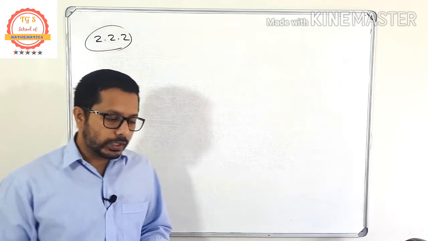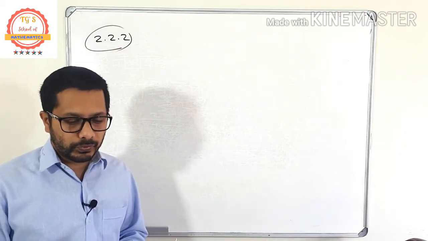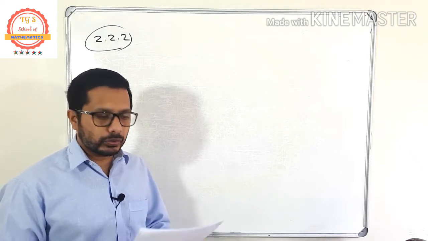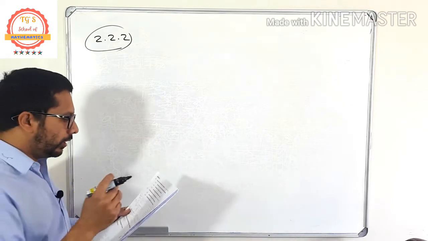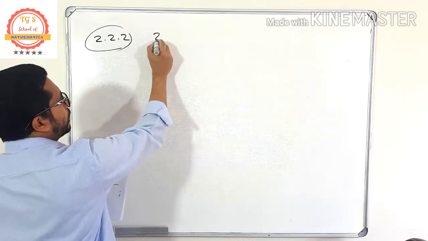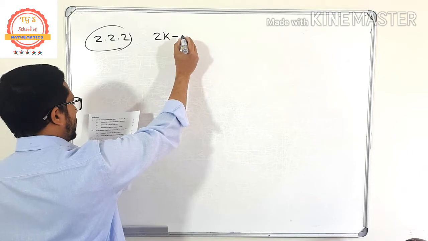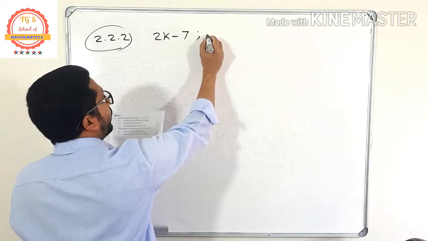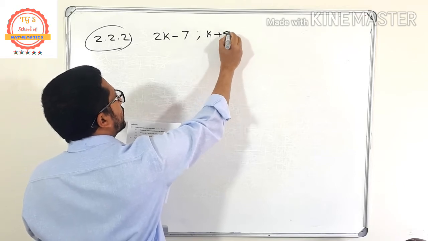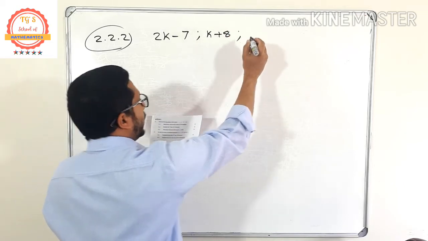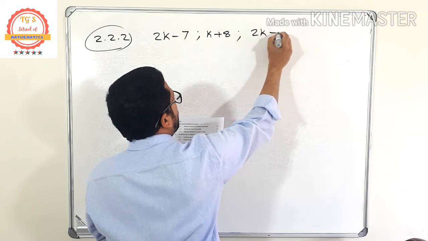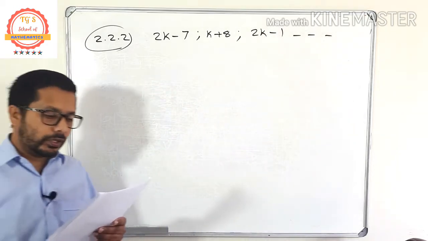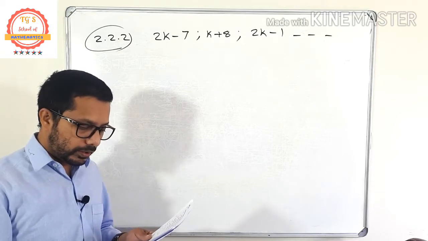What is that question? Calculate the sum of the first 30 even terms of the sequence. So it's a continuation of the previous question. What is the sequence given there? 2k minus 7, then k plus 8, then 2k minus 1, etc. And we got the value of k as 12.